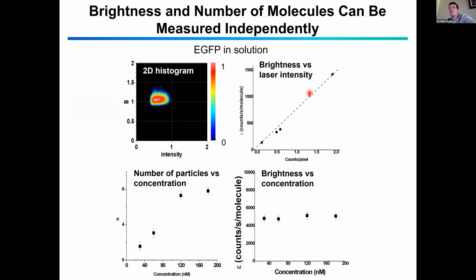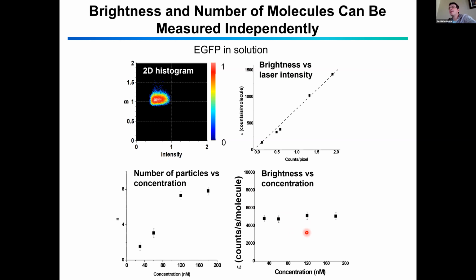We can change the concentration and then also get a different average number of molecules, so that scales nicely as well. On the other hand, if we increase the concentration, the brightness does not change, which is expected because we still have a solution of monomers in the end.